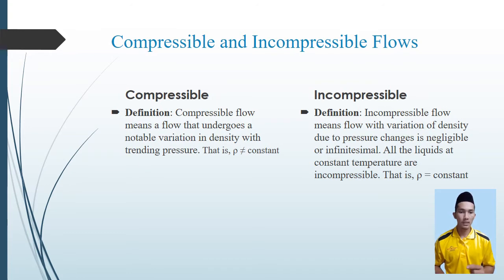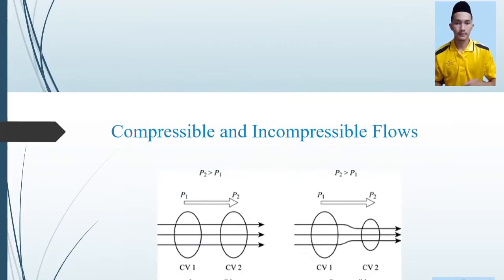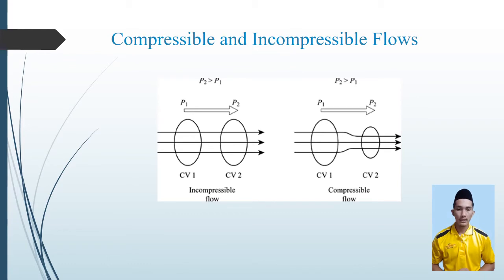incompressible flow means flow where the variation of density due to pressure change is negligible or infinitesimal. Other liquids at constant temperature are incompressible. So there is rho equal to constant. Okay, next you can see the illustration of a compressible and incompressible flow.